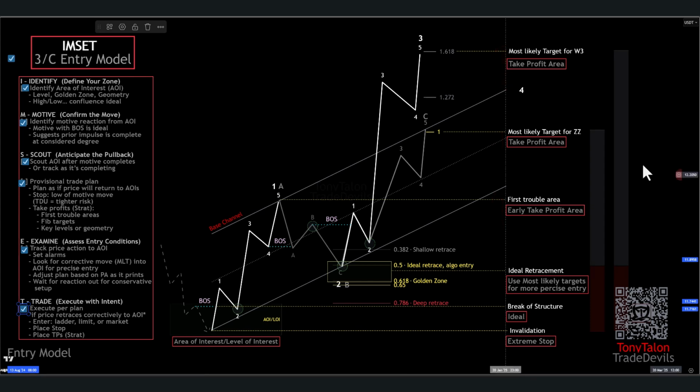So just to go over some of the caveats with this method, again, we're looking for most likely targets. There's nothing that says the price has to go to any of these targets.